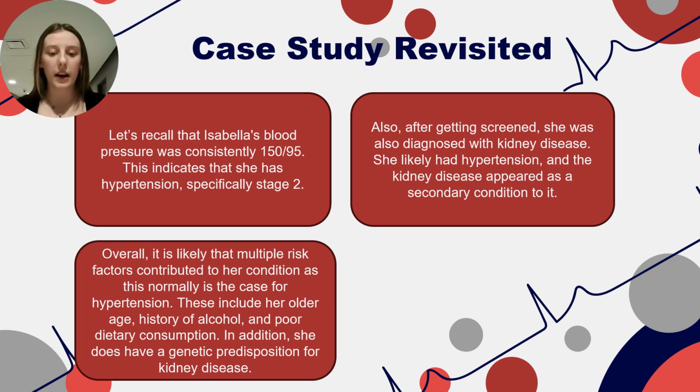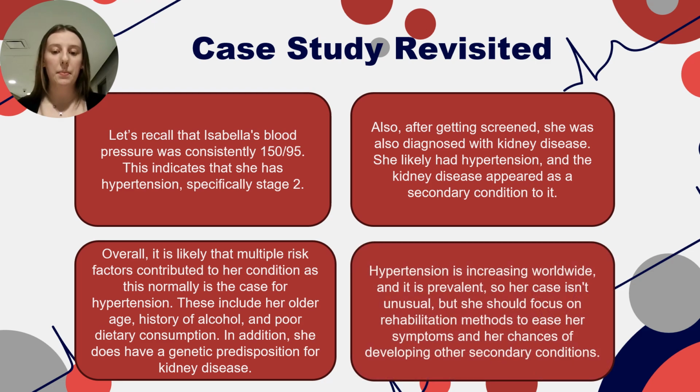These include her older age, history of alcohol, and poor dietary consumption. In addition, she does have a genetic predisposition for kidney disease. Hypertension is increasing worldwide, and it is prevalent, so her case isn't unusual, but she should focus on rehabilitation methods to ease her symptoms and lower her chances of developing other secondary conditions.